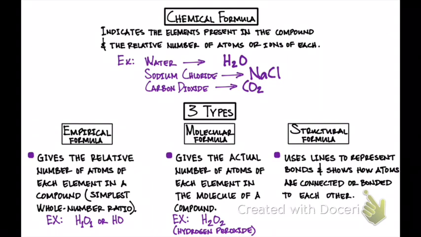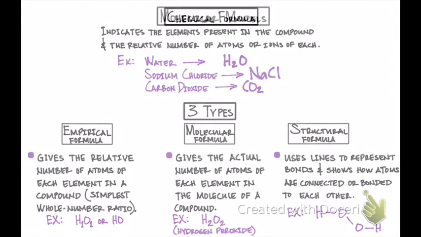Structural formula basically shows you the bonds, right? And it's represented by lines. So here you have hydrogen, and it tells you that hydrogen is connected to the first oxygen, and then the first oxygen is connected to the second oxygen, and then the second oxygen is connected to the second hydrogen. And we're going to talk about structural formula in greater detail in later chapters, like chapter 9 and 10.